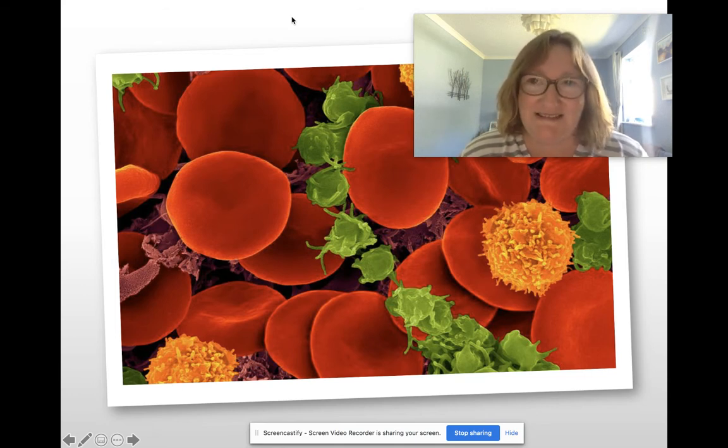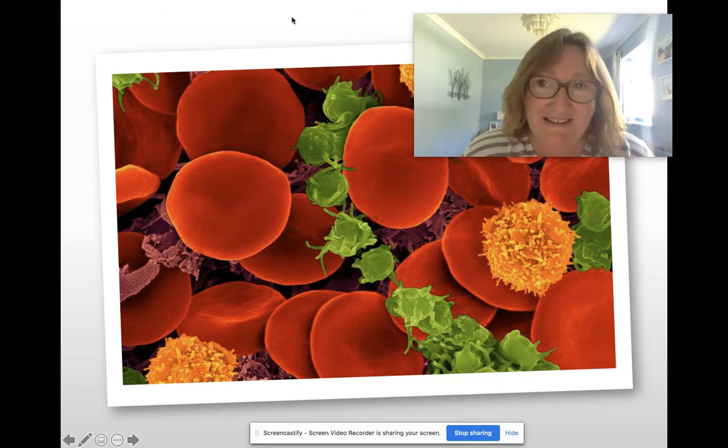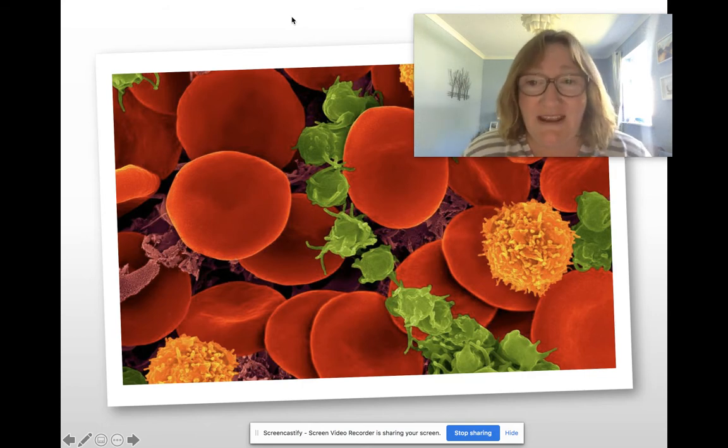These are red blood cells. So these go round your body. They carry oxygen round from your lungs to all the parts of your body to help your body function. And then they take another gas called carbon dioxide back to your lungs for you to breathe out. So they're really important.